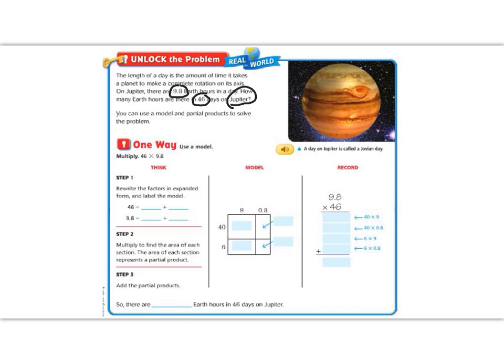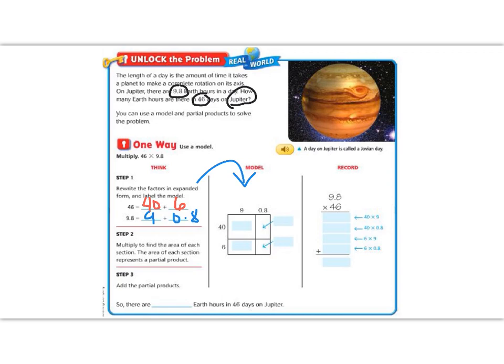So the first thing that we want to do is break down our numbers by their place value. So 46 we're going to break into 40 and 6. And then 9.8 we're going to break into 9 and 0.8. And I put that 0 in front. I could just say 0.8, but I put the 0 in front to help us make sure that we know that it's a decimal.